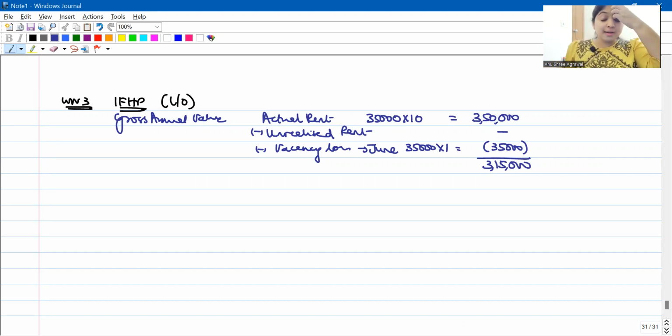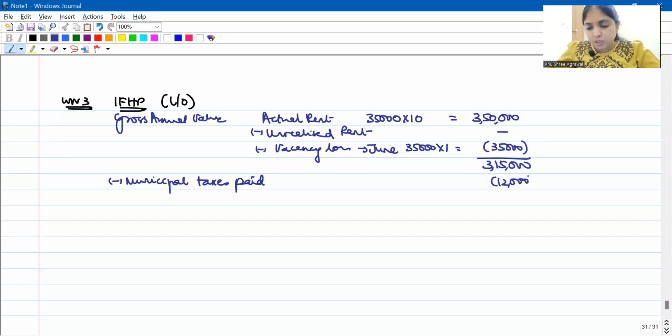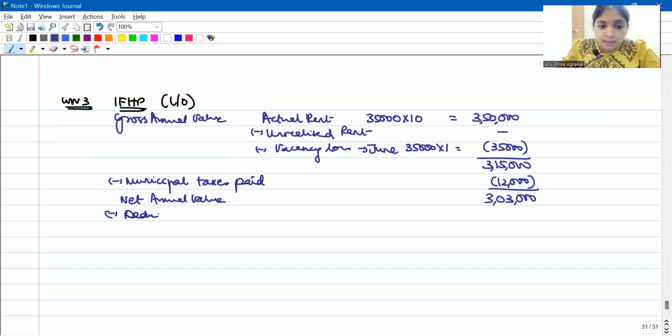Understood, guys? My actual rent I'll calculate for the entire period for which I own the property, which is 10 months. And vacancy loss, month of June it is vacant. 3,15,000 is my GAV. From this, what do we subtract? Municipal taxes paid. How much municipal taxes have we paid? Municipal taxes of 12,000 were paid by Mr. Kamal. My assessee has paid 12,000 municipal tax. So the balance 3,03,000 becomes our net annual value.